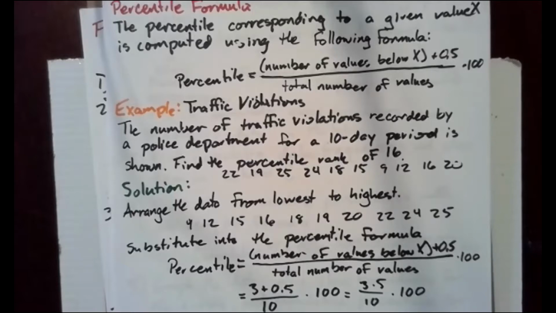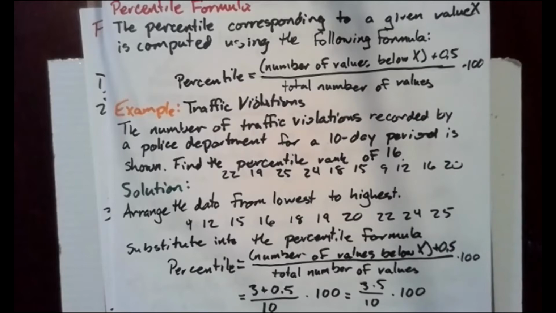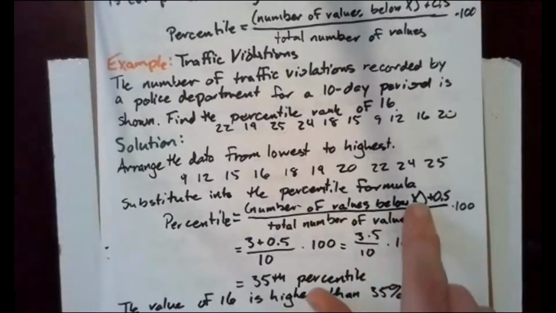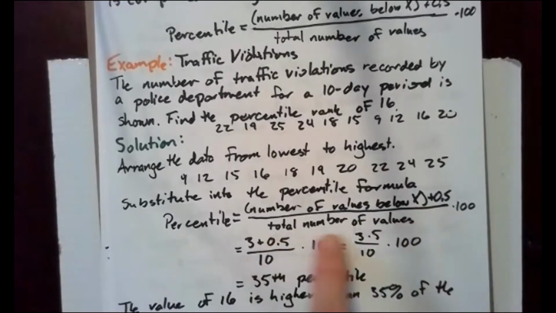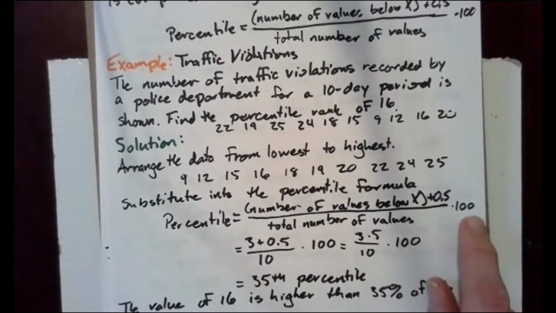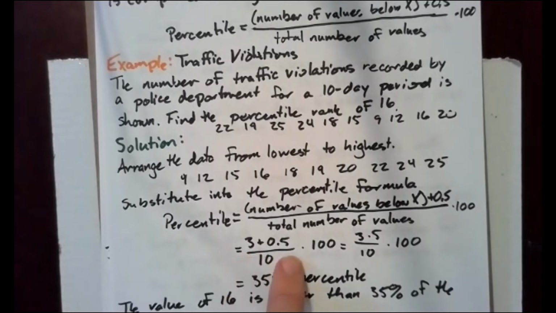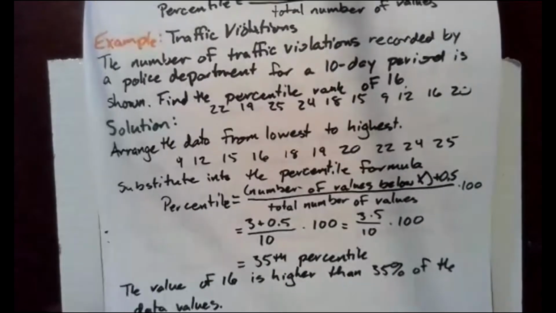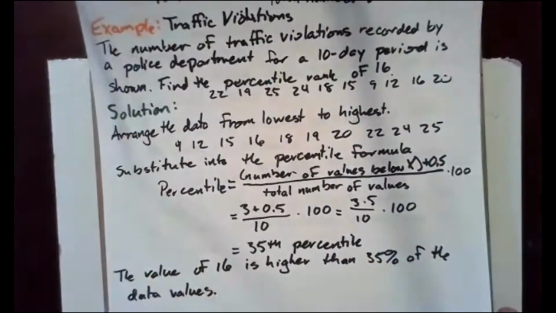The solution is to arrange the data from lowest to highest: 9, 12, 15, 16, 18, 19, 20, 22, 24, 25. Then we substitute into the percentile formula. The number of values below x, which in this case is 16, plus 0.5 divided by the total number of values times 100. So that's 3 plus 0.5 over 10 times 100, which equals 3.5 over 10 times 100, which is 35. The value of 16 is higher than 35% of the data values.